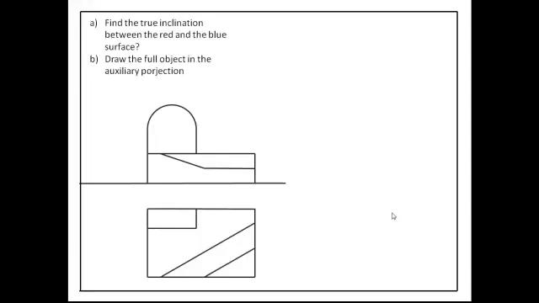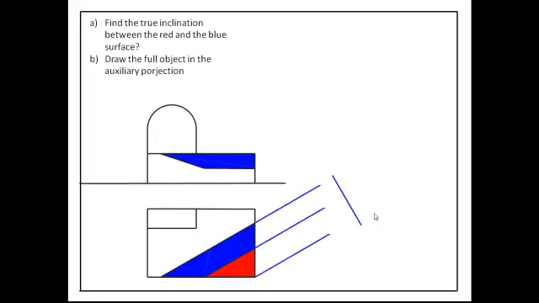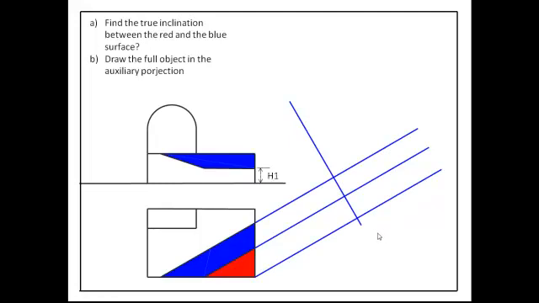Now, this is the question we are going to draw. It is find the true inclination between the red and the blue surface, as shown here in the plan and elevation. Now to see this, we must see the two surfaces as lines. So to do this, we must look directly into the blue surface, which we do here. We then create a new x1, y1 line, and this is the new ground line.